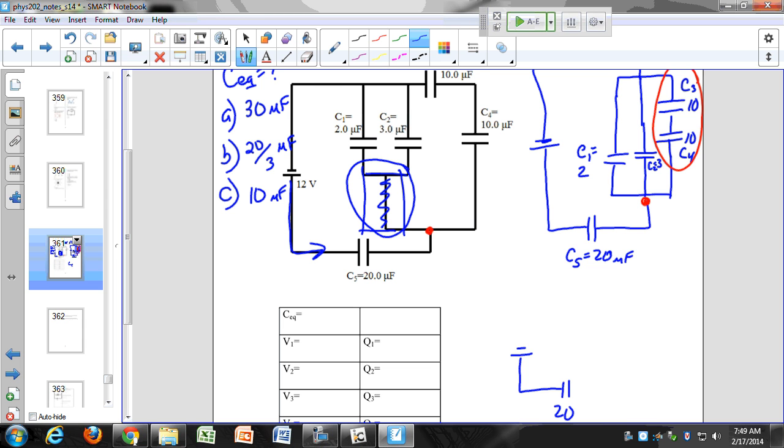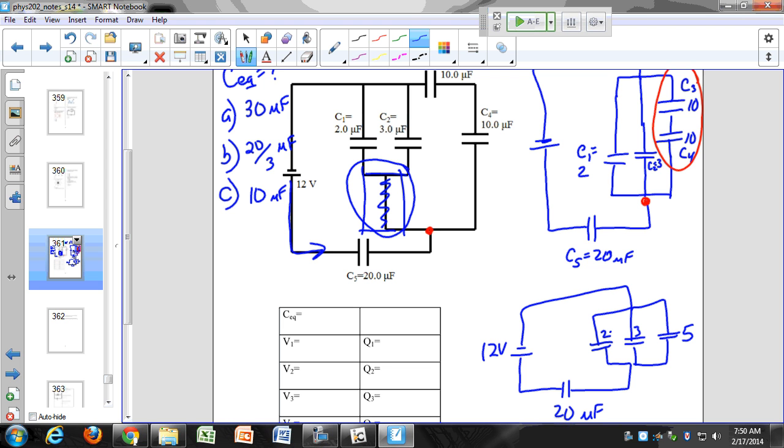This is 20. I mean, 1 over 2/10 is 5. This is a 2 and a 3. This is a 12-volt battery.